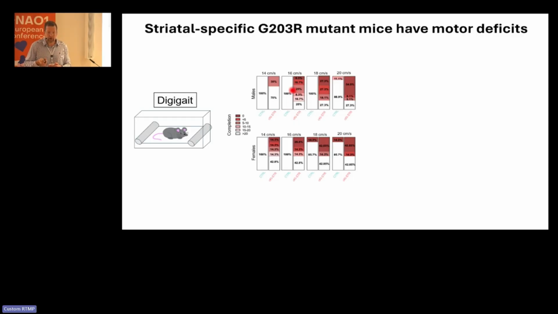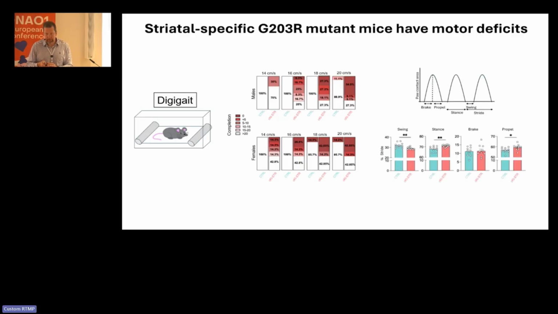But G203R knock-in mouse models, even at the lowest speed, start showing quite a bit of a disability in this regard. And the females are more prone to the dysfunction than males. And clearly, as the speed is accelerated and the task becomes more challenging, most of the animals containing G203R in the striatum fail this task.